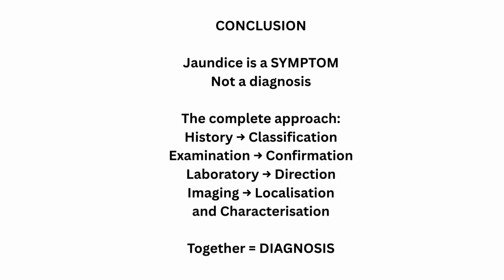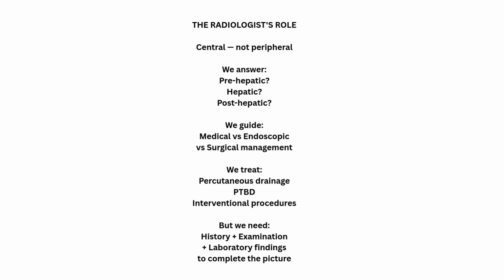Understand, jaundice is a symptom, not a diagnosis, and approaching it correctly requires integration. History for classification, examination for confirmation, laboratory findings for direction, and imaging for localization and characterization. Together, they give you the diagnosis. The radiologist's role is central, not peripheral. We answer the three fundamental questions: pre-hepatic, hepatic, or post-hepatic. We guide management: medical, endoscopic, or surgical. And in many cases, we actively treat: percutaneous drainage, PTBD, and interventional procedures.